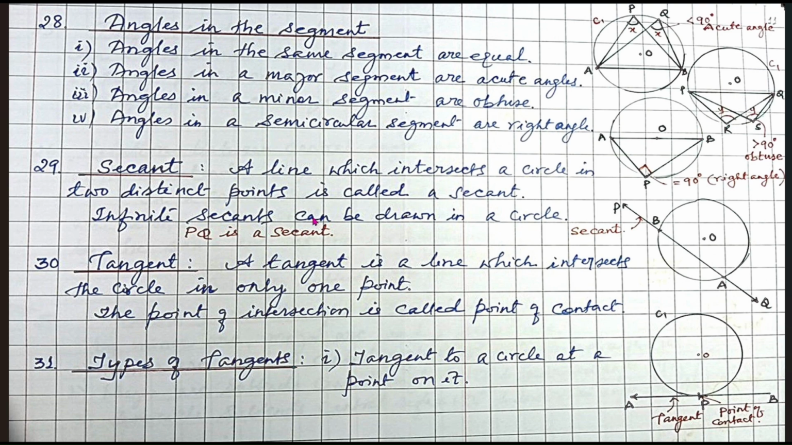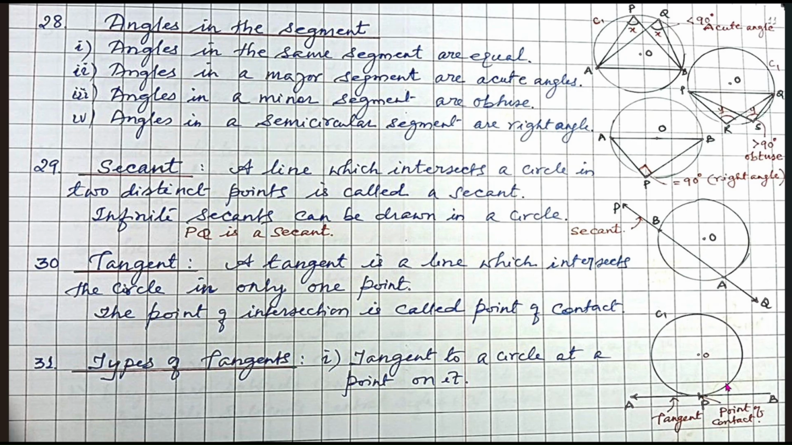Now, secant. A line which intersects a circle in two distinct points is called a secant. This is a line PQ. It cuts the circle in two distinct points A and B, and that is called a secant. So a secant is a line which cuts the circle in two distinct points. So PQ is a secant.